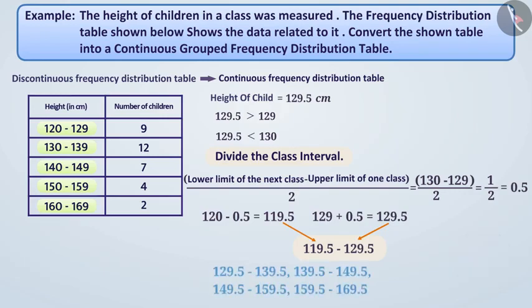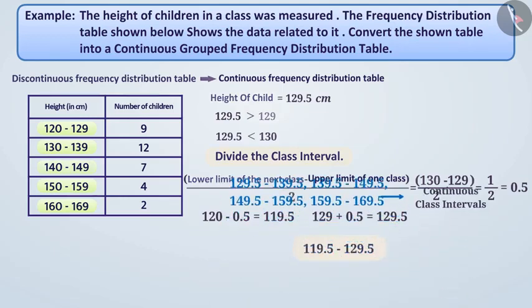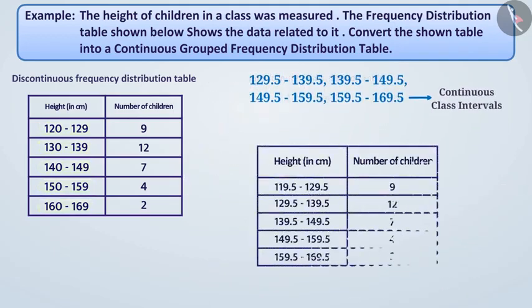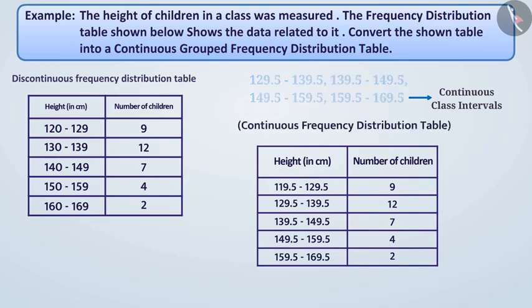You will get the class intervals as follows. Can you tell whether these class intervals are continuous or discontinuous? These are absolutely continuous class intervals. Now we can organize these groups in this way. Now, this table is a continuous frequency distribution table.